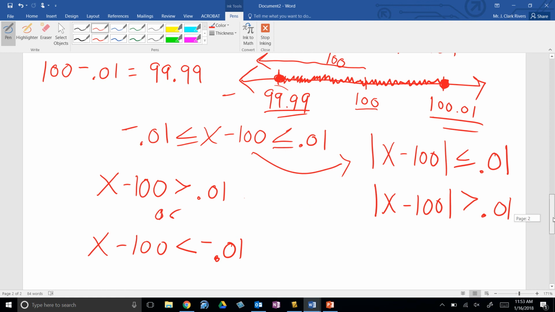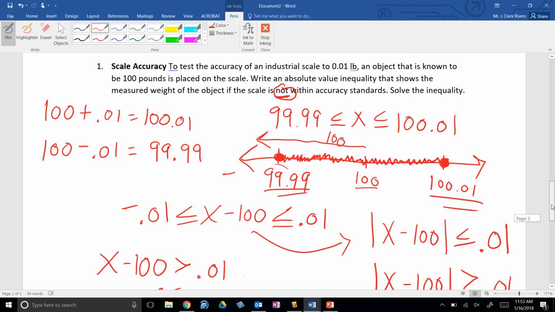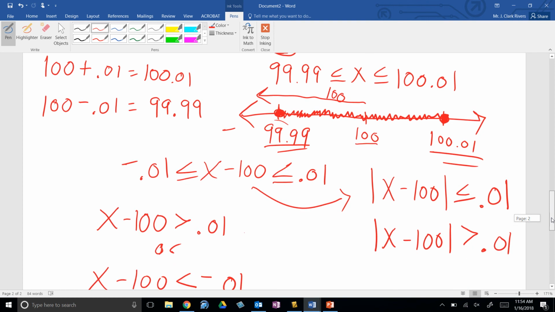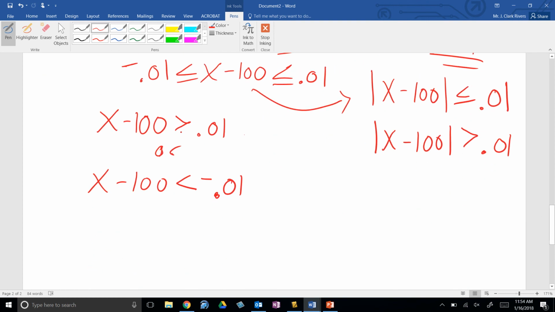What was the exact wording of the problem? Write an absolute value inequality that shows the measured weight of the object if the scale is not within accuracy standards. So if the scale is measuring anywhere in these two inequalities, it would not be within the accuracy standards. There you go. So if you were within the accuracy standards, it'd be this top inequality I found first. If you were not within the accuracy standards, it'd be this bottom inequality I found second.